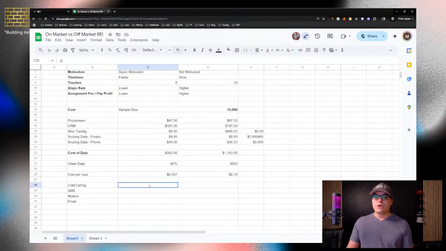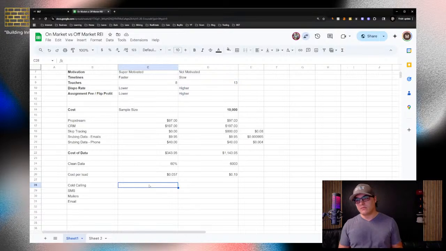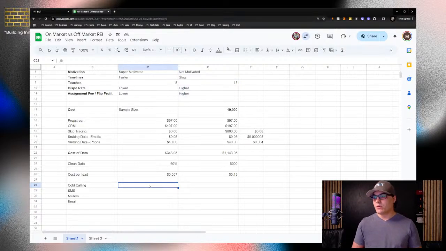So cold calling, we have to understand that there is a cost of calling, whether you're using a phone system or your own cell phone. If you have 10,000 leads, you better have a system. That's a lot of data to go through. There are going to be usage costs for cold calling, for sending a text message, for sending mailers, the cost per mail going to someone's mailbox at their house, and of course for sending an email as well.